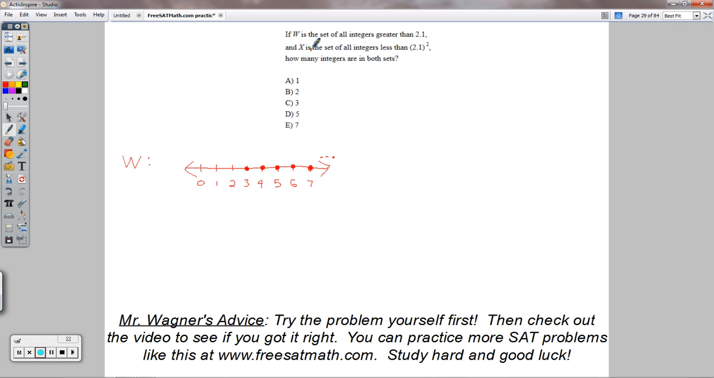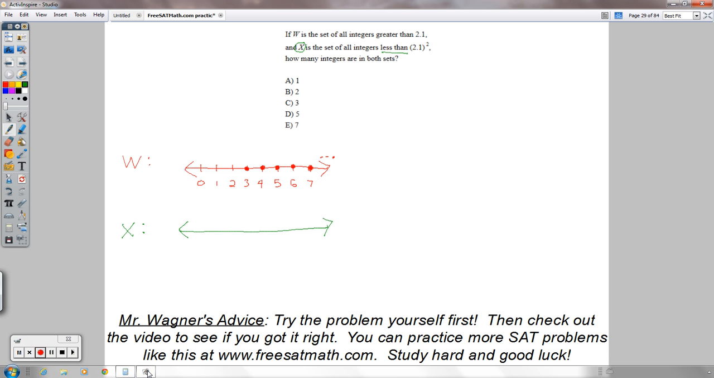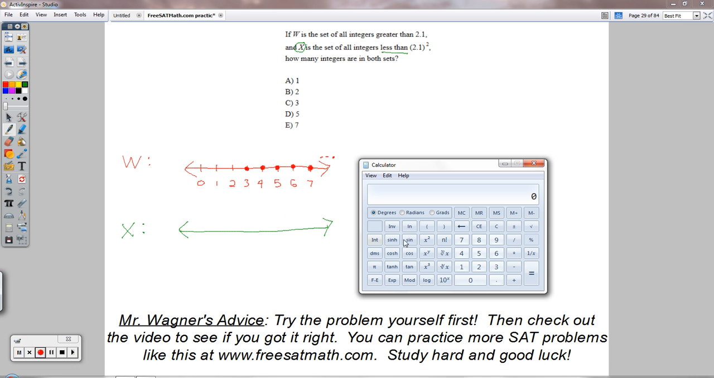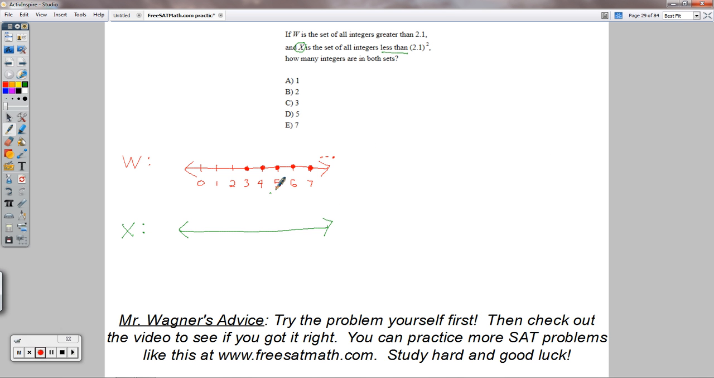And now X is a set of all integers less than 2.1 squared. So here would be X, and this is less than now, and it's still integers. Well, we need to know what 2.1 squared is. That one I don't have memorized. If I knew what 21 squared was, then I could just move the decimal a couple places over, but frankly I forgot. Okay, 4.41, that's right. 21 squared is 441.